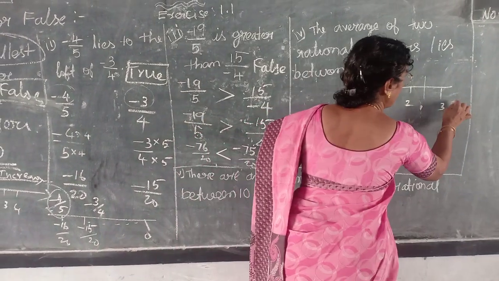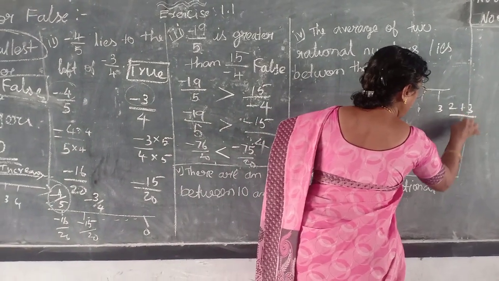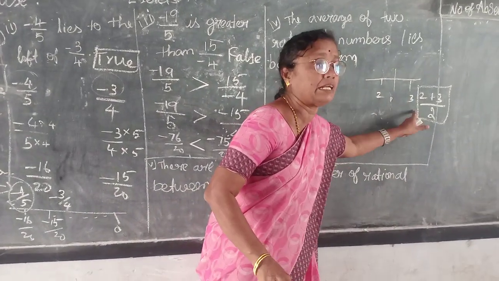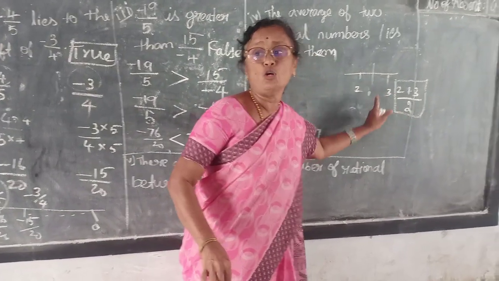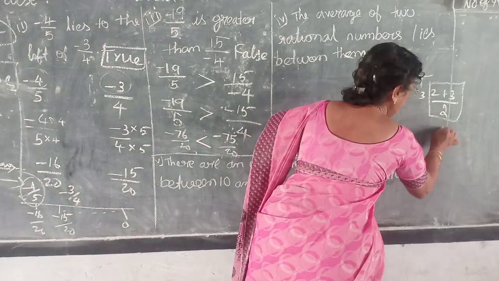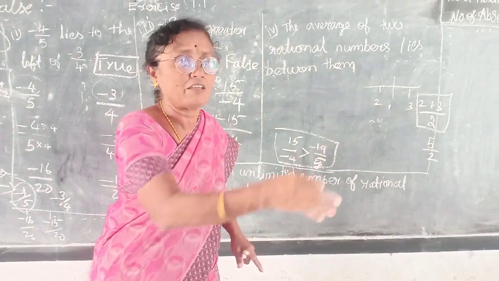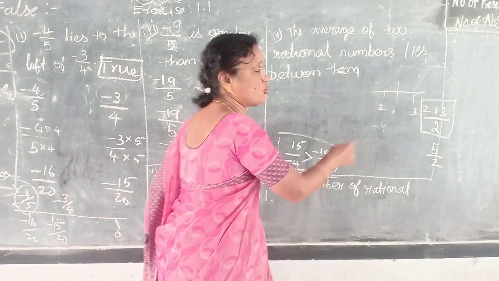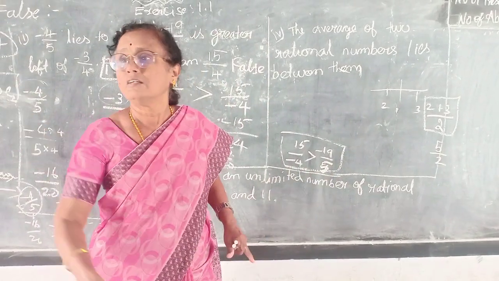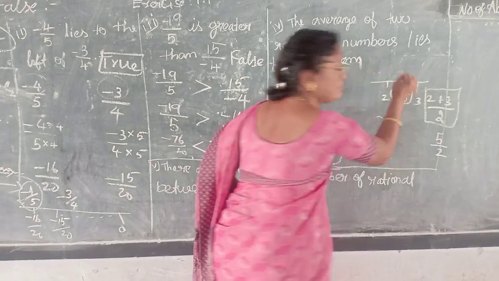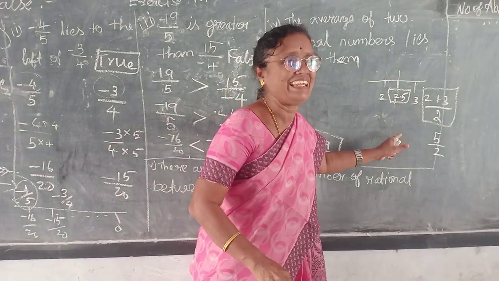We add these two, 2 plus 3, divided by 2. Why do we divide by 2? Because we added 2 items, 2 numbers. So 2 plus 3 is 5. 5 by 2. That is half. What is half of 5? 2.5. Very good. Who said 2.5? Priyadarshini. Very good, ma. 2.5. Where does it lie? Between 2 and 3.